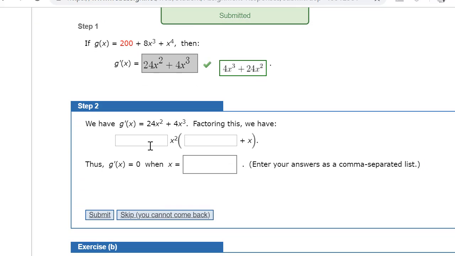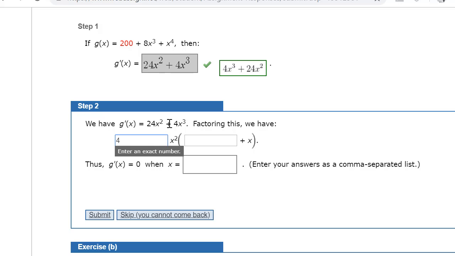And then it's asking us to factor the derivative. So if we factor this, we get a constant that we can factor. I think the whole number constant that we can factor is 4. We factor out an x squared, as they have over here. And then if they factor out an x squared and a 4, 4 out of 24 is going to be 6. And then x squared out of x squared is just 1, so it's just 6 times 1.